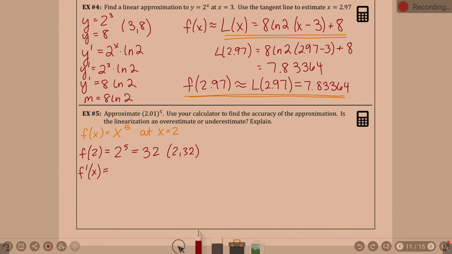Okay, derivative of f. Derivative of x to the fifth is going to be 5x to the fourth. I want to know what my derivative is evaluated at 2. So 5 times 2 to the fourth.